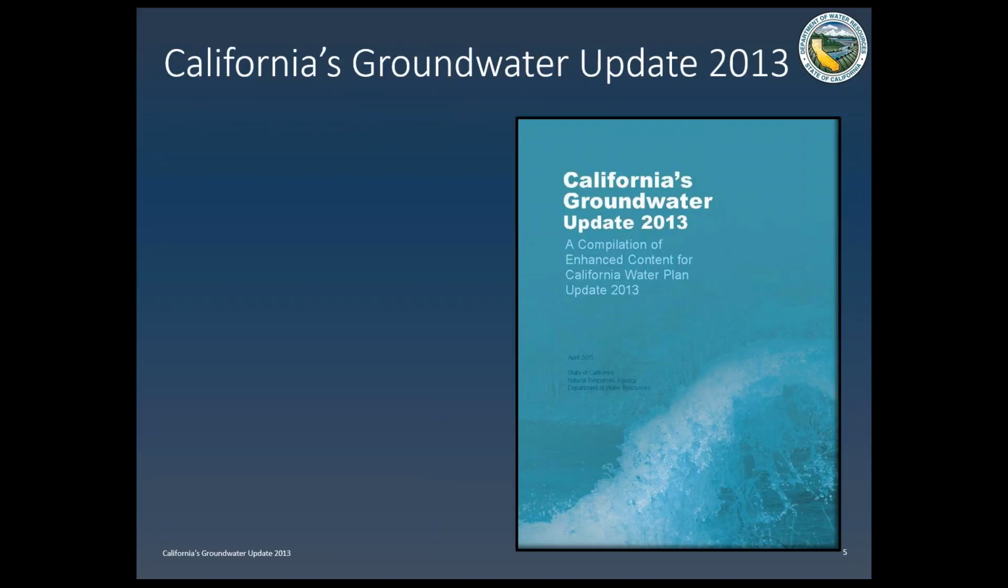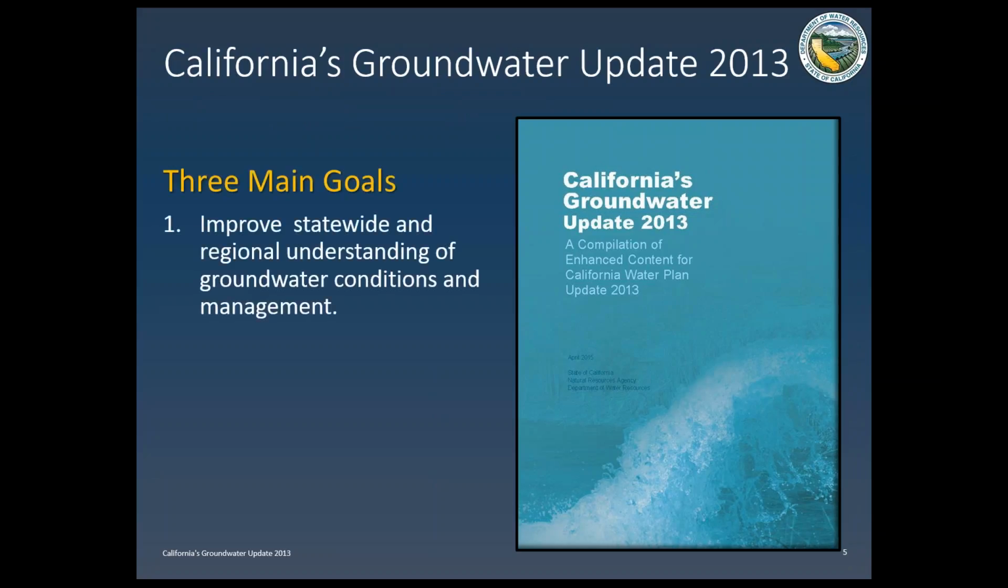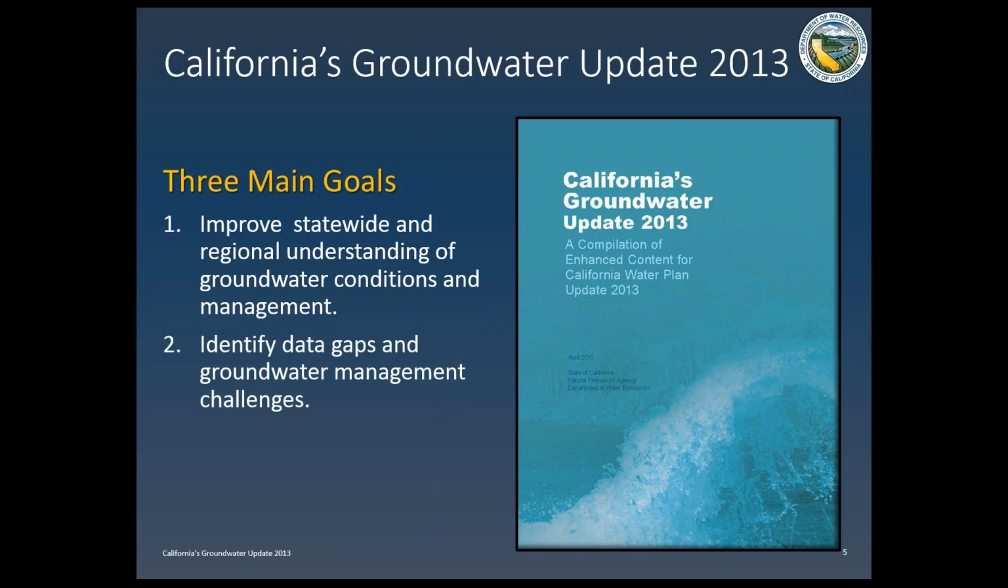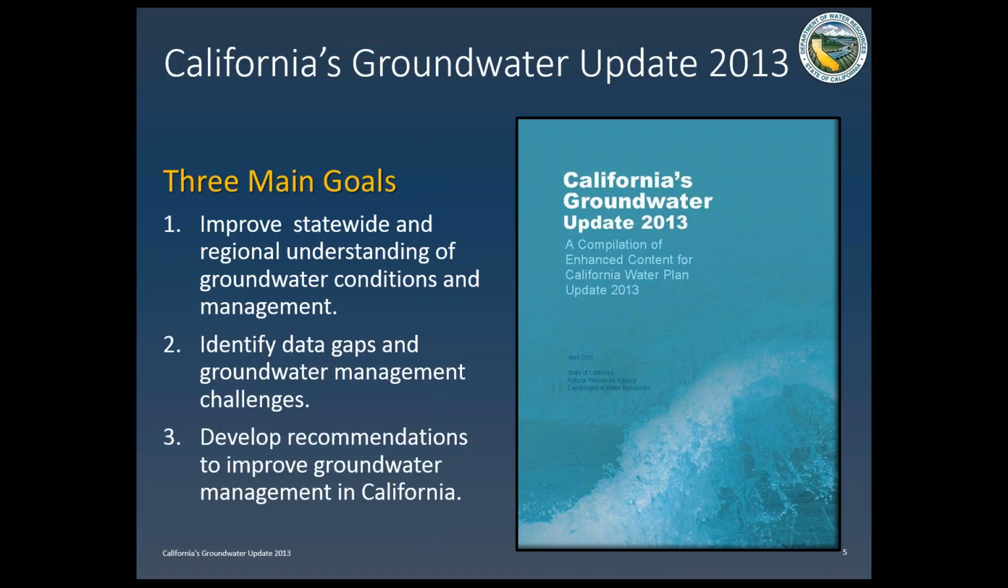Welcome to the 2013 update. We had three main goals. The first was to steadily improve statewide understanding of groundwater, both regionally and statewide, and also understand how groundwater is being managed. The second goal was to identify data gaps and also challenges to groundwater management. And the last was to develop recommendations to improve groundwater management in California.